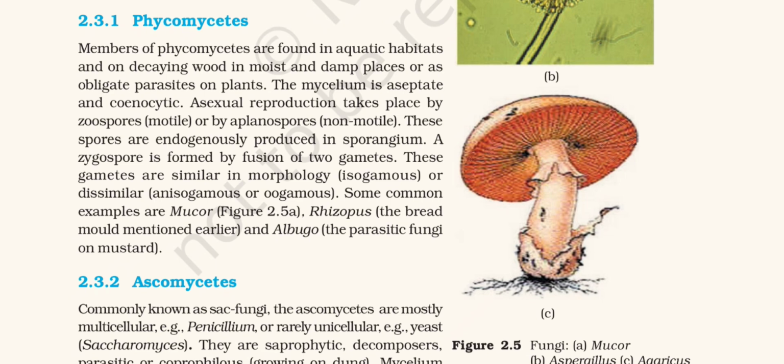The mycelium is aseptate and coenocytic. Asexual reproduction takes place by zoospores (motile) or by aplanospores (non-motile). These spores are endogenously produced in sporangium. A zygospore is formed by fusion of two gametes. These gametes are similar in morphology (isogamous) or dissimilar (anisogamous or oogamous). Some common examples are Mucor (Figure 2.5a), Rhizopus, the bread mold mentioned earlier, and Albugo, the parasitic fungi on mustard.